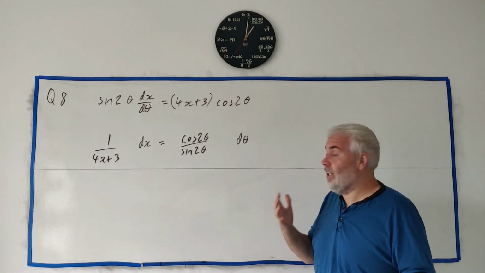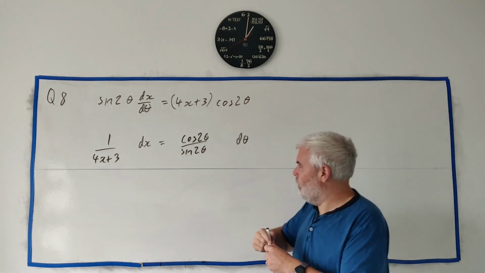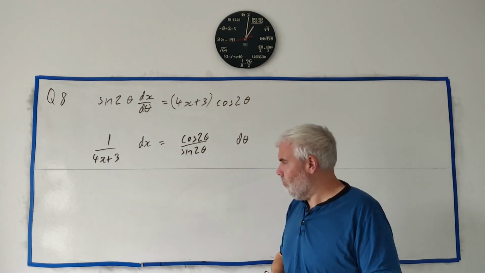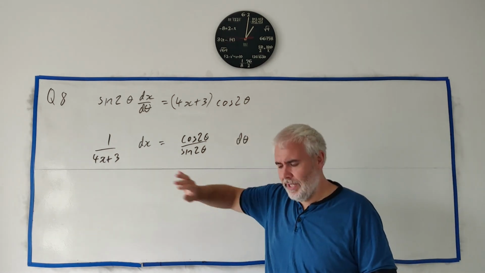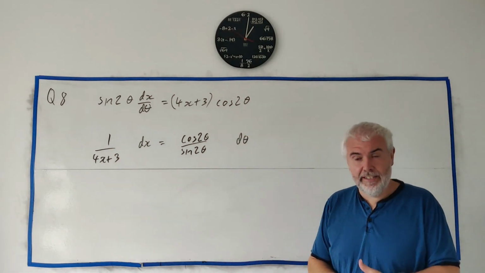Next up, we need to integrate both sides. That's how we solve differential equations. Basically, we can just add an integral to both sides and do it. We shouldn't have too much problem with the left side. We'll go through it in a few minutes. It's the right side that's the difficulty.